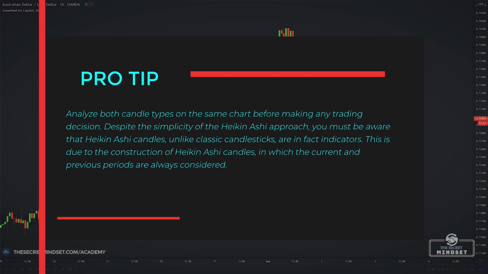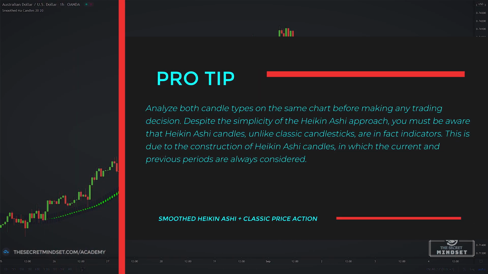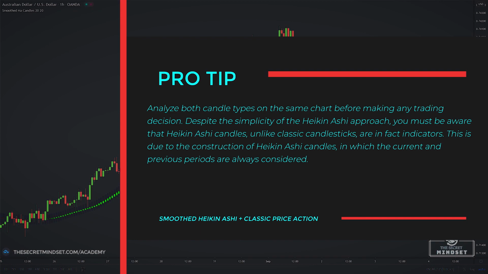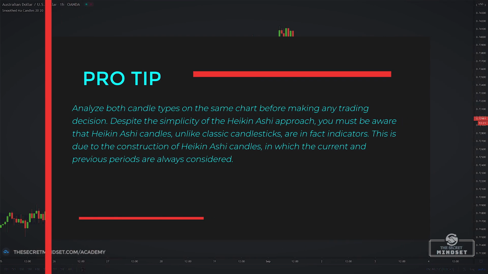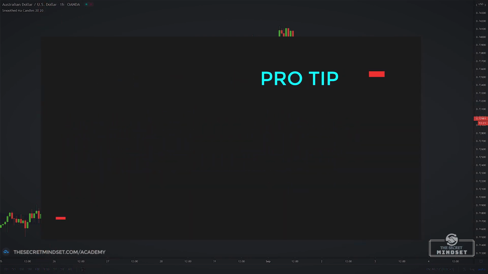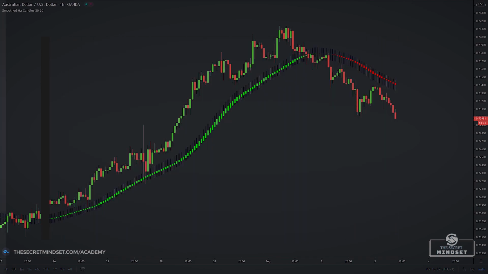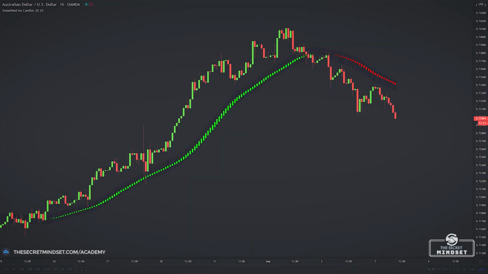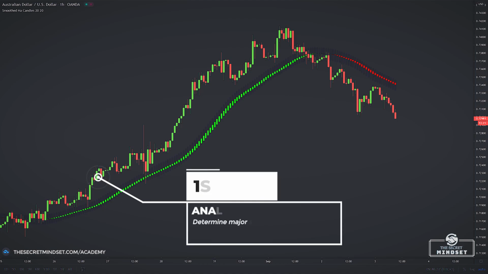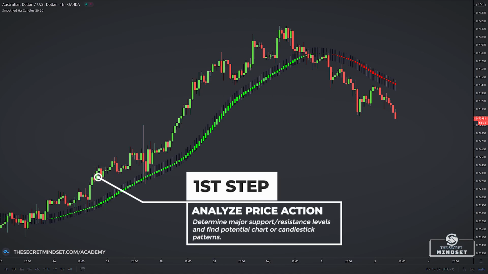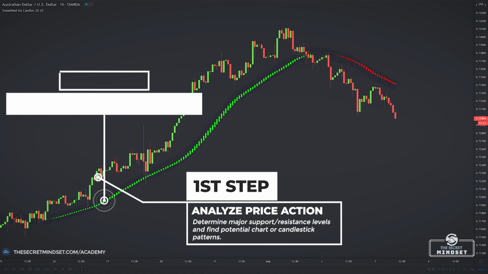Despite the simplicity of the Heikin Ashi approach, you must be aware that Heikin Ashi candles, unlike classic candlesticks, are in fact indicators. This is due to the construction of the Heikin Ashi candles, in which the current and previous periods are always considered. So the Heikin Ashi candles are not the ultimate trading instrument. That's why the combination between the classic candlesticks and the Heikin Ashi represents a better and a safer approach to trade. You analyze the markets with a classic candlestick chart, and you apply the Smoothed Heiken Ashi to filter against false signals.